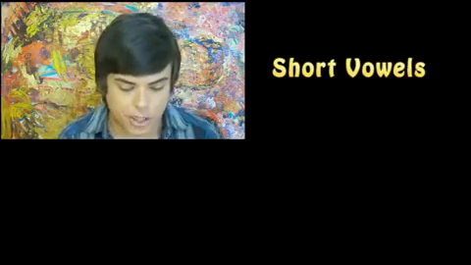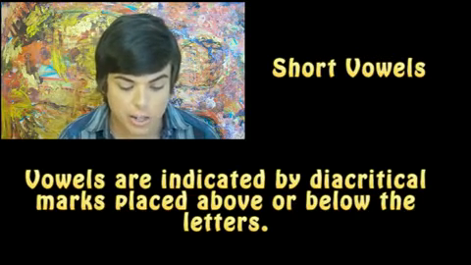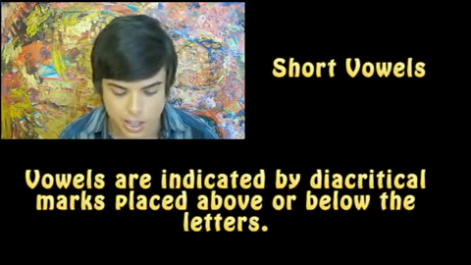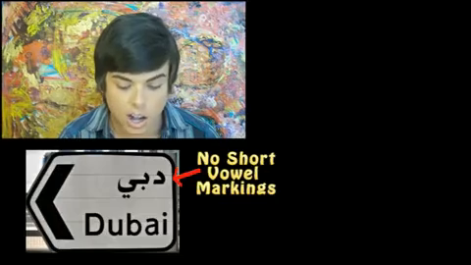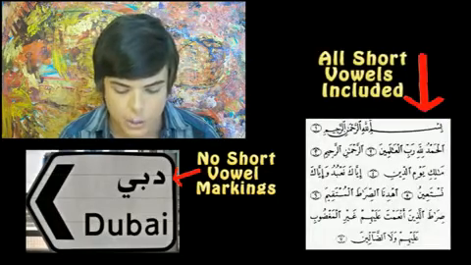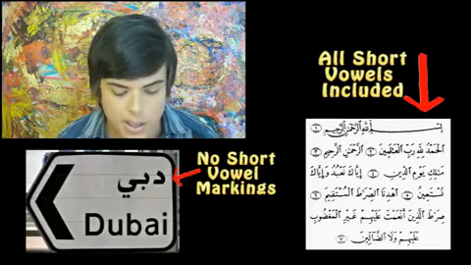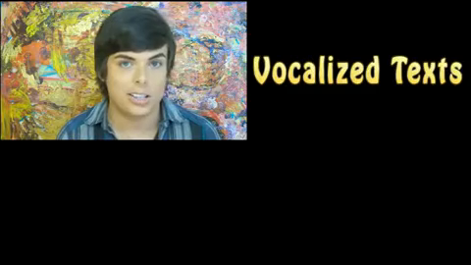Short vowels. Vowels are indicated by diacritical marks placed above or below the letters. In the Arabic handwriting of everyday use, in general publications and on street signs, short vowels are typically not written. On the other hand, copies of the Quran cannot be endorsed by the religious institutes that review them unless the diacritics are included. It is also generally preferred and customary that they be included whenever the Quran is cited in print. Children's books, elementary school texts, the Arabic language grammars in general will include diacritics to some degree. These are known as vocalized texts.